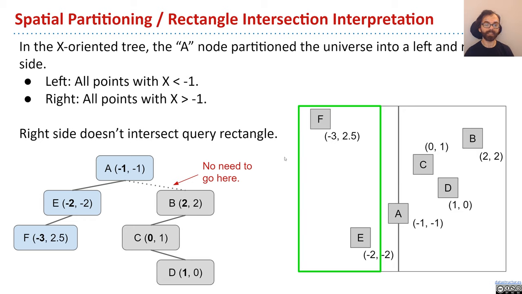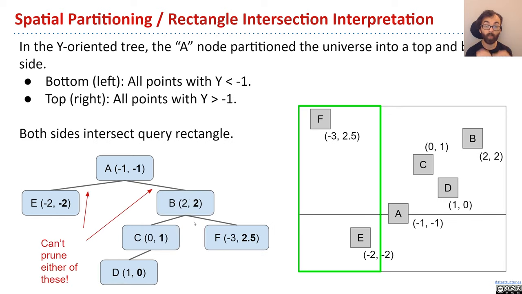In the x-oriented tree, where we use the x-coordinate to decide who's less than or greater than, this root node, the A node, splits the universe into a left-hand side and a right-hand side. All of these points have x less than minus 1, and all of these have x-coordinates greater than minus 1. And so crucially, this right-hand side does not intersect this query rectangle. The green box of things we want has nothing in common with the right-hand side of the universe, so there's no need to go there.